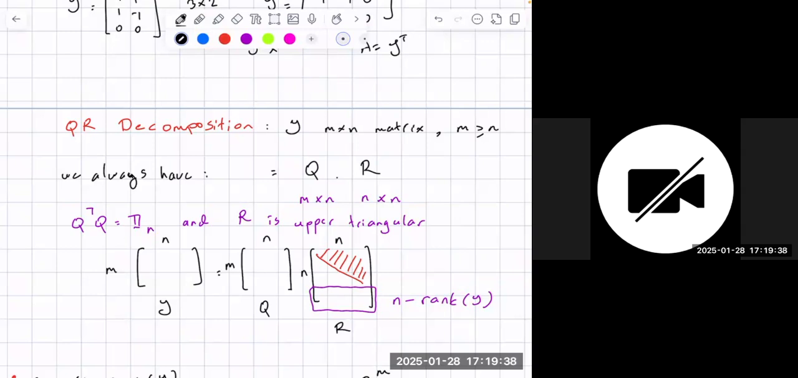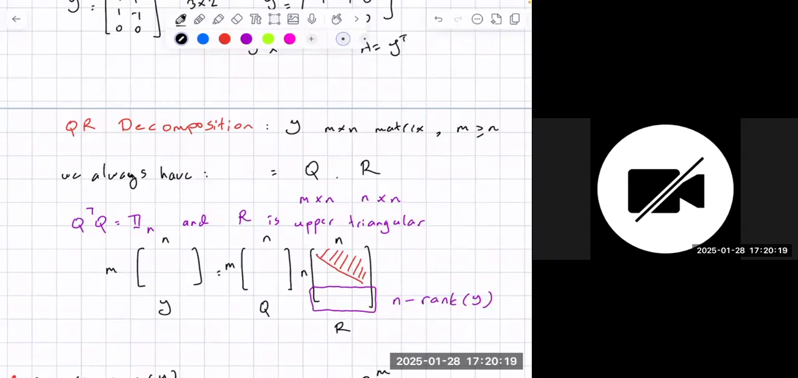What is it? You can take any matrix and write it as Q times R, where Q is an orthogonal one, and R is an upper triangular one, okay? If your matrix is M by N, this Q will be M by N, and Q transpose Q will be identity N, and this R will be N by N. And if your matrix has full rank, you will just see something like this in the upper triangular. If it has rank less than N, there will be zeros here, okay?